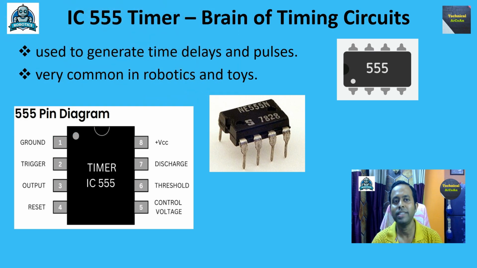Now we talk about the IC 555 timer, the brain of the timing circuit, okay, used to generate time delays and pulses, very common in robotics and toys. So this is the pin diagram. There are 8 pins. This is the 555 pin diagram, and this is the physical image of the IC 555 timer. This symbol is used in Tinkercad as the IC 555 timer, right?